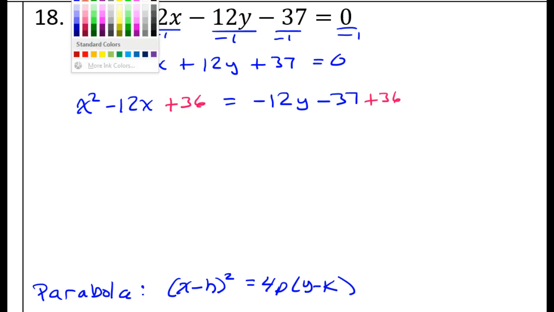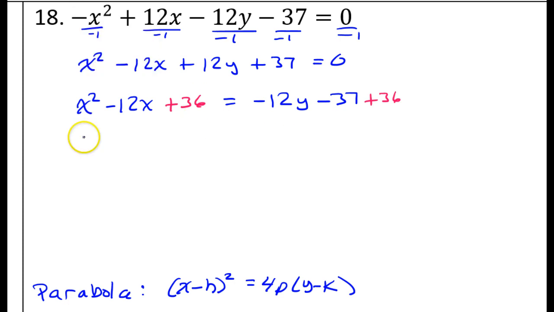So if I factor this, it's going to give me x minus 6 squared is equal to negative 12y minus 1.